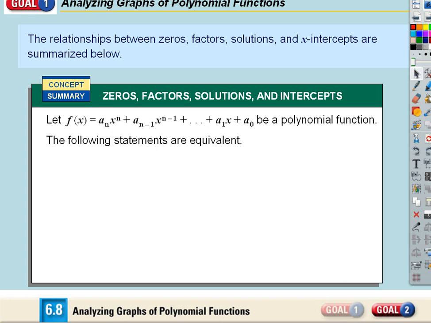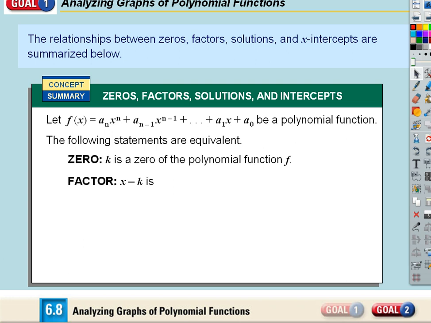Okay, so if f of x is some polynomial, and that's a really ugly way of writing it, but we all know what a polynomial means, then these statements are all equivalent. A zero: k is a zero of the polynomial function if k is a value that we plug in and get back 0 for an answer.